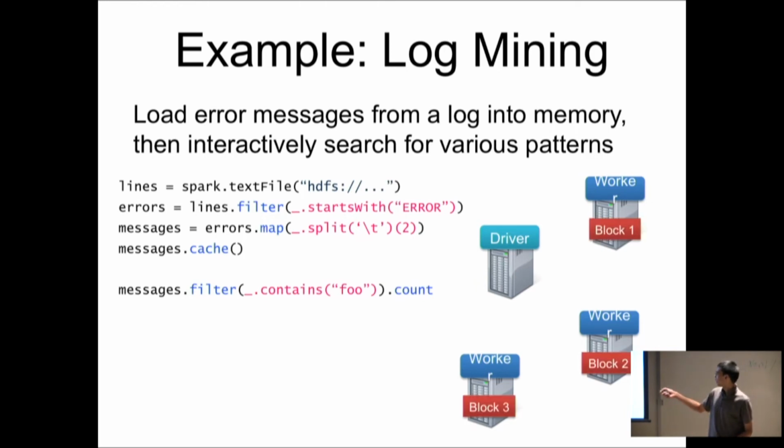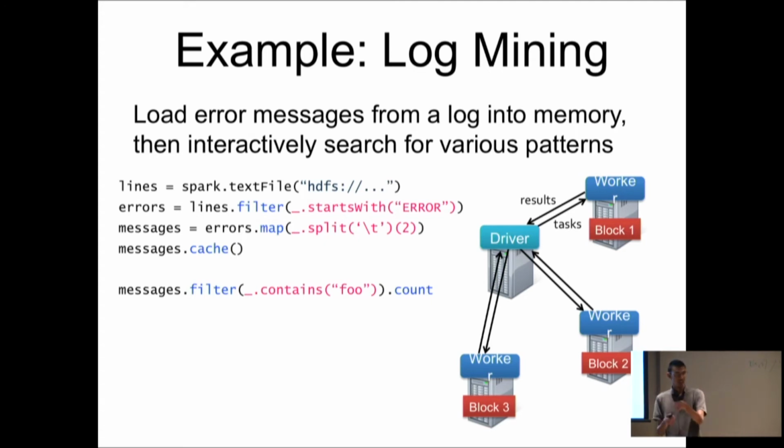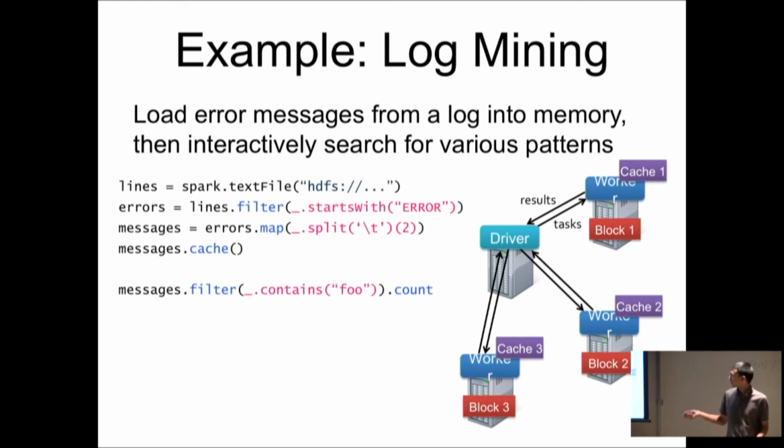So the driver talks to all of the workers and launches these tasks for you. The blocks are read from disk, or HDFS in this case, which is just a distributed file system, and these blocks are used to perform the actual computation. It looks for lines with error, splits them, and looks for messages with foo. It computes the results and sends them back to the driver. The result in this case is a number, the count of how many messages there were. While this has happened, the workers also cache the messages RDD in their in-memory store, because we explicitly asked for the messages to be cached.